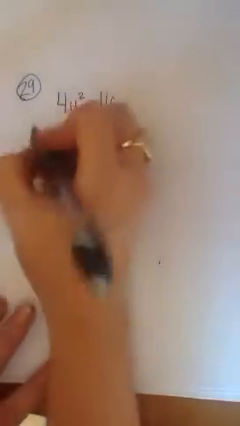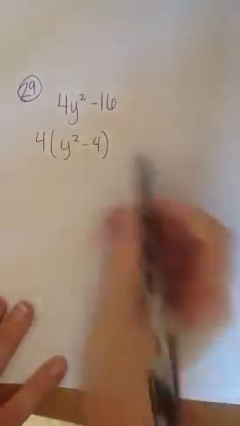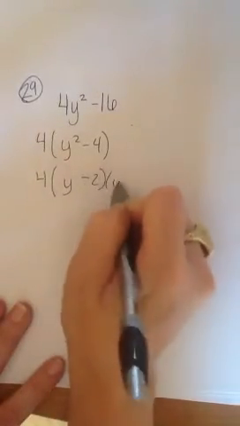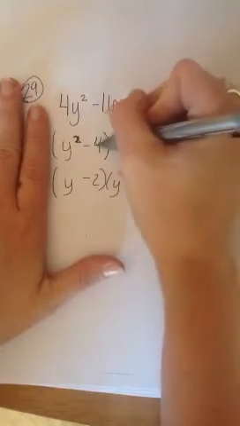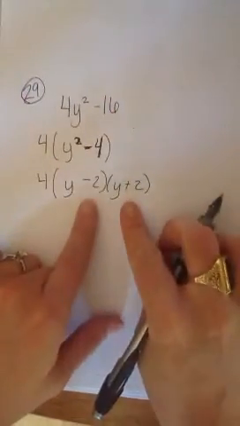Number 29, GCF. After you do the GCF, you say y minus 2, y plus 2. It's a y squared. It's a perfect square because there's a 4 and you have the negative. You need to factor again.